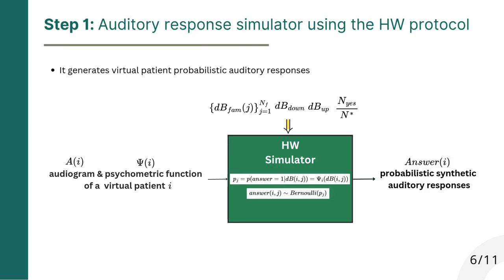In this first step, we use the Hughson-Westlake simulator to generate synthetic auditory responses from a virtual patient. The inputs are the patient's audiogram and psychometric function, along with Hughson-Westlake protocol parameters like familiarization levels, step sizes, and the stopping criterion. For each tested intensity, the simulator computes a probability of detection and samples the response using a Bernoulli distribution. The result is a set of probabilistic answers which mimic how a real patient may respond during a hearing test.